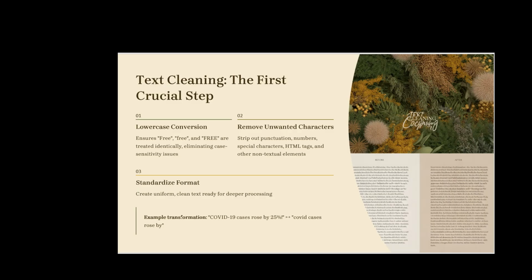And that is why removing these unwanted characters ensures that we only have the textual elements that are actually required for NLP. Well, the next step is to standardize format throughout. We must ensure that we are creating uniform, clean text ready for deeper processing. We must ensure that we do not have any kind of non-textual elements, any kind of differences in case, or any kind of different format data present in the input that we are providing. So that is why text cleaning, that involves lowercase conversion, removal of unwanted characters, and standardization of format, is the first and foremost crucial step of NLP as far as data preprocessing is concerned.